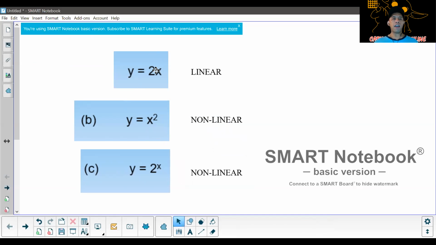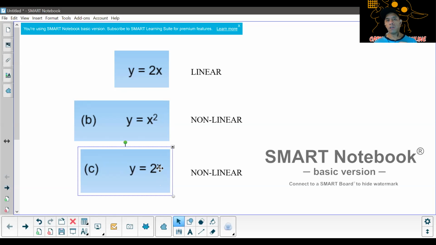Now, take a moment before I throw up the answer. I want you to take a look at the 3 equations. The first one was linear, the second one was non-linear, and this last one was also non-linear. If you take a look at the 2 non-linear equations, ask yourself this question: what do these 2 equations have that this does not? Time's up. If you take a look at the 2 non-linear equations, you notice that each one of them has an exponent. This one has an exponent 2, and this one over here, the x is the exponent.